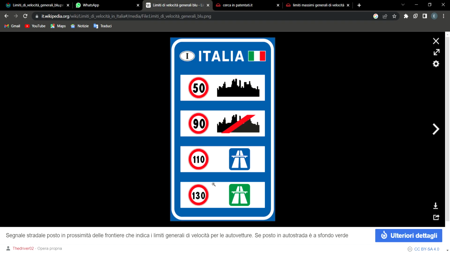Another one again, we have the extraurbane principale. In extraurbane principale, the maximum speed you are allowed to drive on this kind of road is 110. So lastly, we have the autostrada, which is known as the highway. This is the category of road that permits the highest speed so far. So in this kind of road, the maximum speed that you are allowed to drive is 130. So take note of these things.